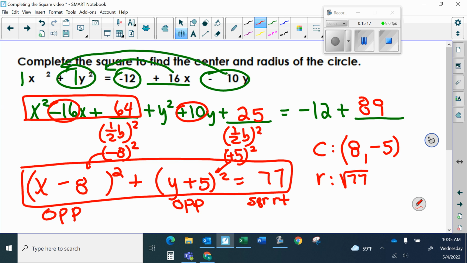Now that does not break down, so it's done. How can I know it doesn't break down? Well, I know 7 times 11 is 77, and both of those are prime. Okay, so I can't break either of those down. Since I can't break either of those down, 77 doesn't break down either. Okay, so that's just a quick way to know that the square root of 77 does not break down. Okay, and there's my center and radius.